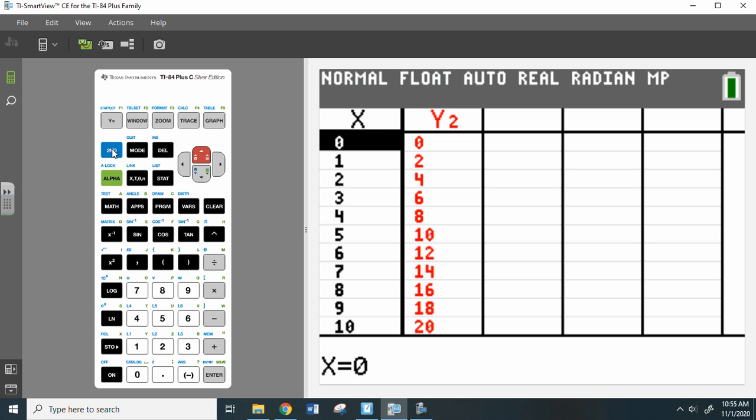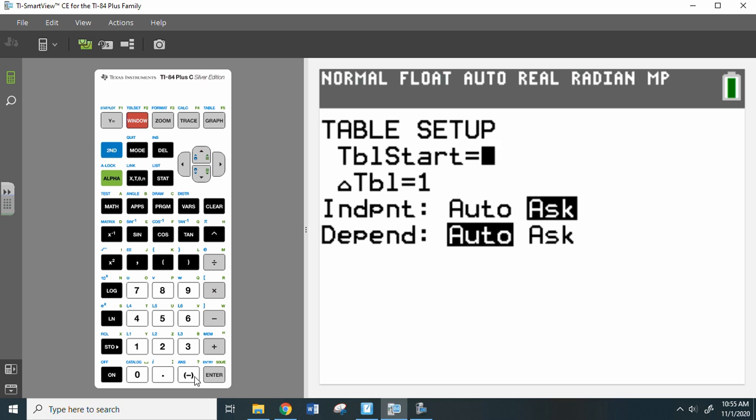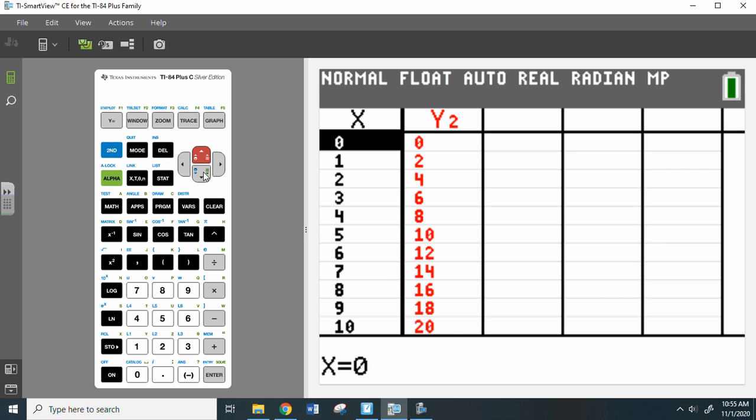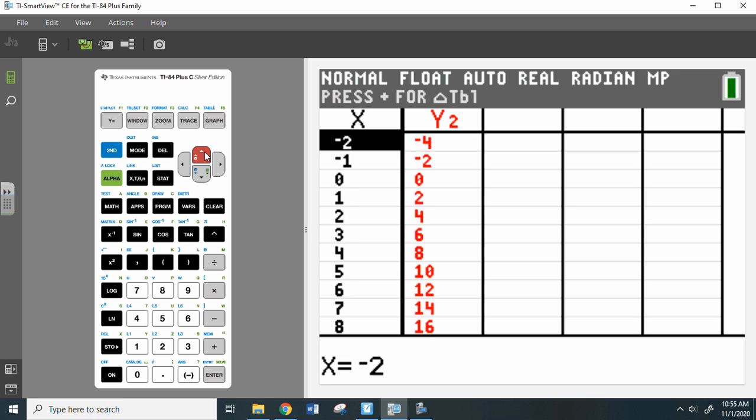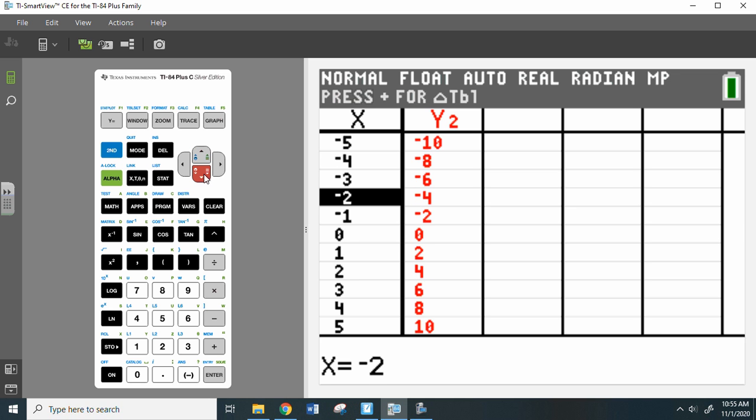Let's say we want to start at, I don't know, -10, just so you can get some negative values. I don't know why it's not going to -10. What am I not doing right? I wonder if I have it in ask mode. Hold on. Oh, I do. Okay, so let's go to auto. There you go. And then you could start it at 0, but it should let you go backwards. So let's go back to my table. There we go. Okay, so you can move up and down to get some negative values.